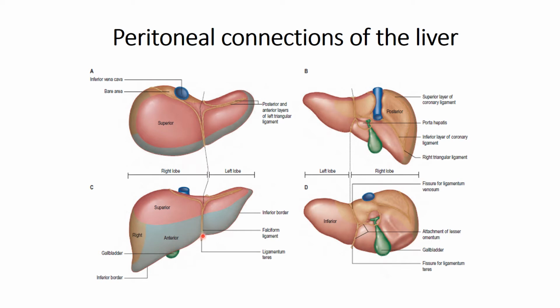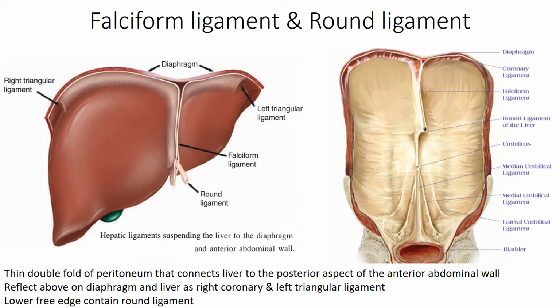the falciform ligament, on the lower margin of which is the round ligament of the liver, ligamentum teres, and the connection to the stomach and first part of the duodenum. This is the portion forming the lesser omentum. Now the falciform ligament is a thin double fold of the peritoneum that connects the liver to the posterior aspect of the anterior abdominal wall, more so on the right side.